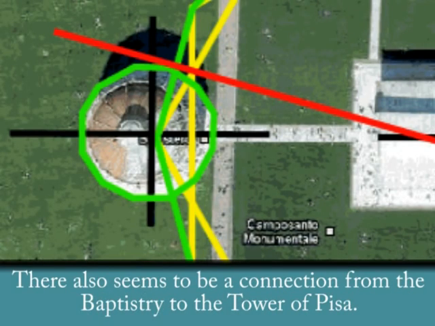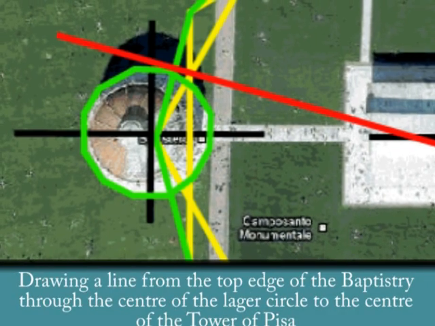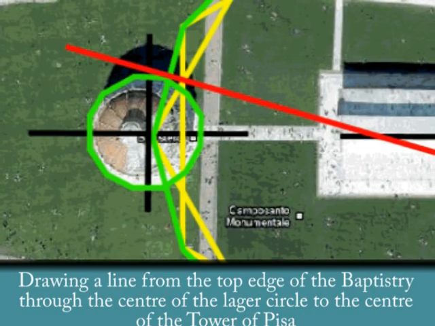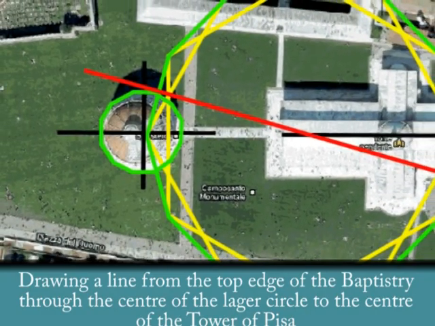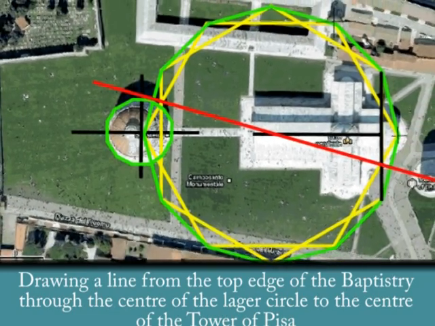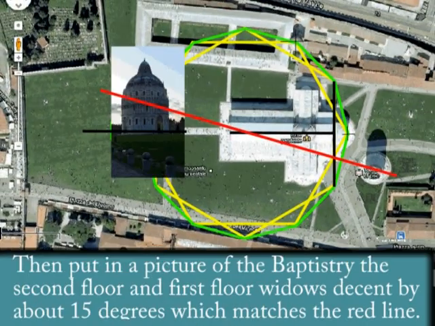There also seems to be a connection from the baptistery to the Tower of Pisa. Drawing a line from the top edge of the baptistery through the centre of the large circle to the centre of the Tower of Pisa. Then, putting in a picture of the baptistery, the second floor and the first floor windows descend by about 15 degrees, which matches the red line.